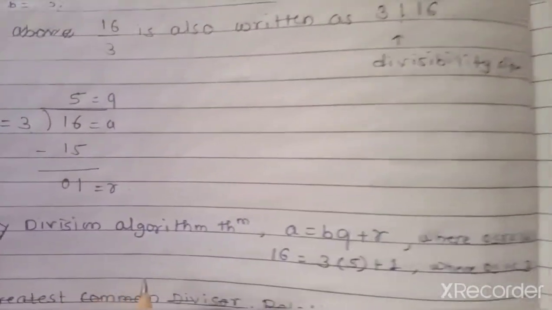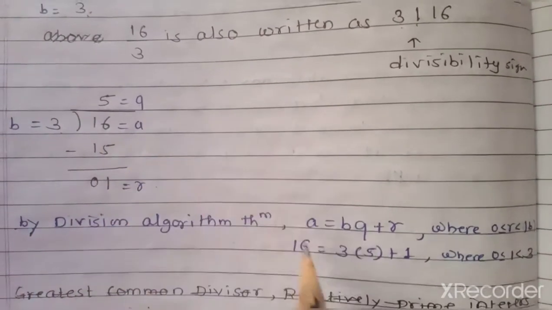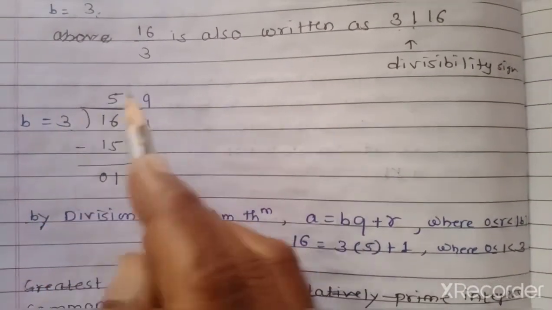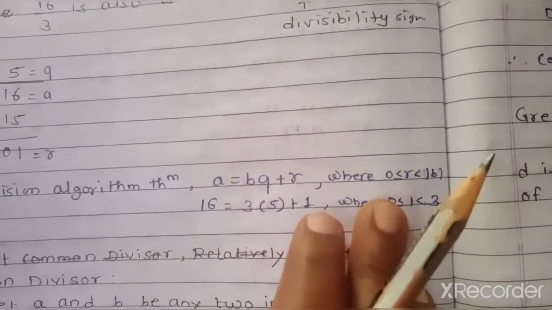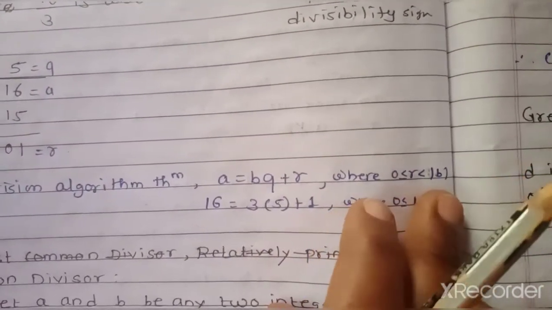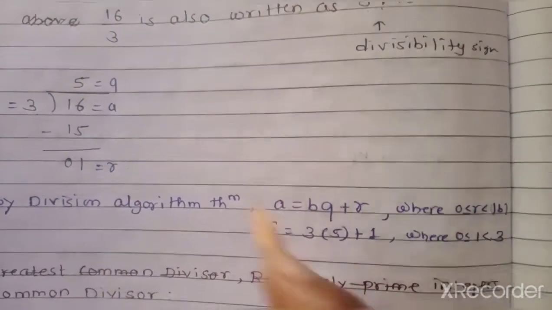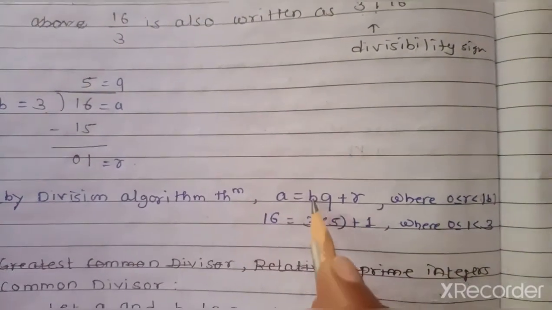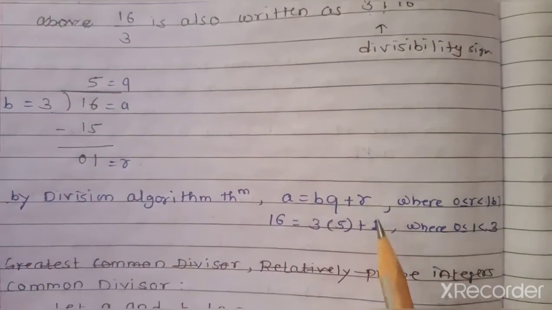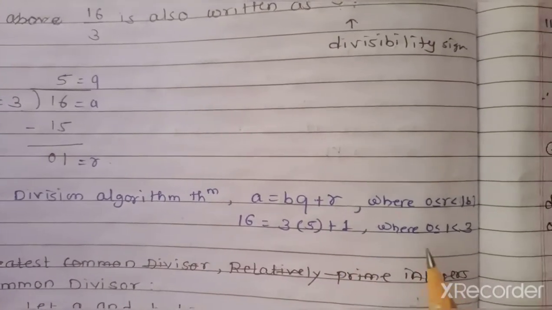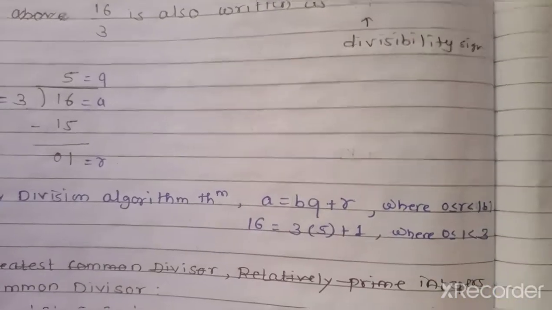So by the division algorithm theorem, a is expressed as b into q plus r, where 0 is less than or equal to r, which is less than mod b. Instead of a we write 16, instead of b we write 3, instead of q we write 5, plus r is 1, where the remainder 1 lies between 0 and 3.